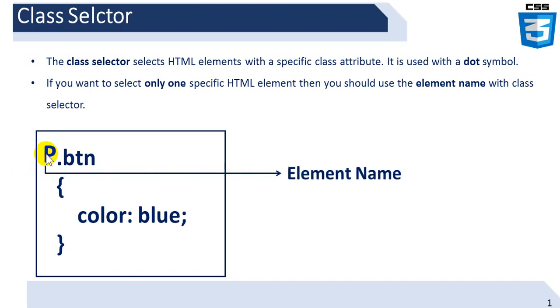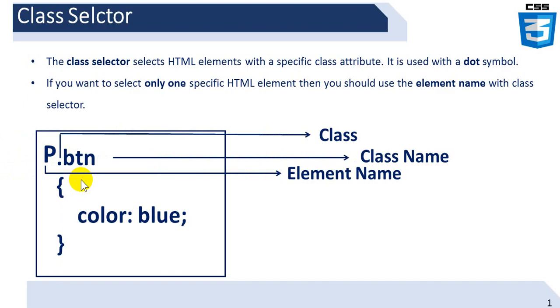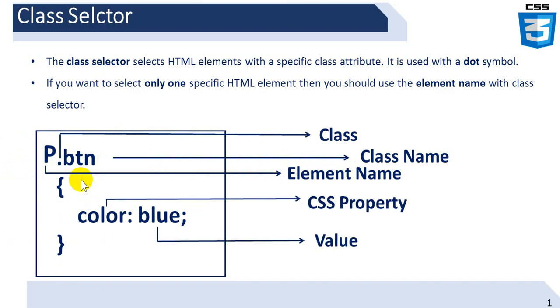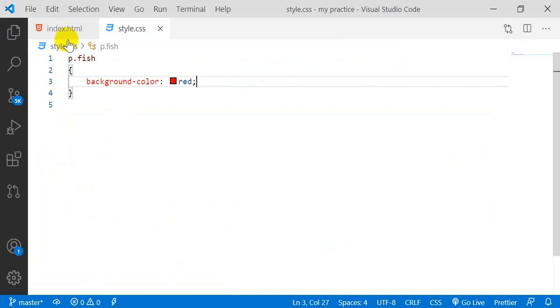I'll go with this class selector. So this is the element name. Dot indicates class. This is a class name, btn is my class name. This color is a CSS property and blue is my value. So this is about the class selector. Now we will see something else. Which tag am I using? P, the paragraph tag. That means this class is limited only to the paragraph tag.